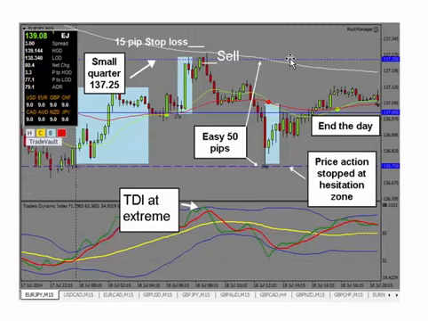Pair cycled, like I said, up to the small quarter point, cycled down, and it broke another small quarter point, and then it bounced right at the hesitation zone for an easy 50 pips. Again, you can see that the TDI was at extreme level when it cycled down to the hesitation zone. The TDI RSI line was outside of the blue volatility band. The price stopped right at the hesitation zone and it ended the day in consolidation.